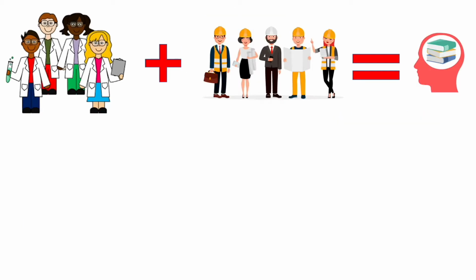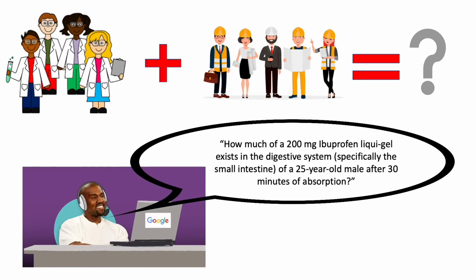With that information, there's a lot of variability and factors that play into the overall success of ibuprofen and other similar drugs. Scientists and engineers are still studying the exact science of medicine diffusion for more standardized information. Unfortunately, we can't Google how much of a 200 milligram ibuprofen liquid gel exists in the digestive system, specifically the small intestine, of a 25-year-old male after 30 minutes of absorption, or a similar question like that, and expect to get concrete and accurate information.